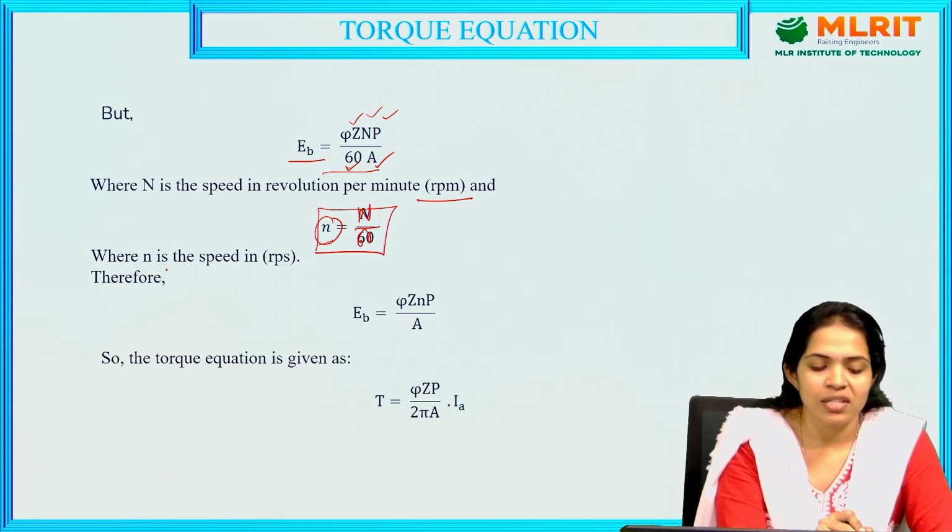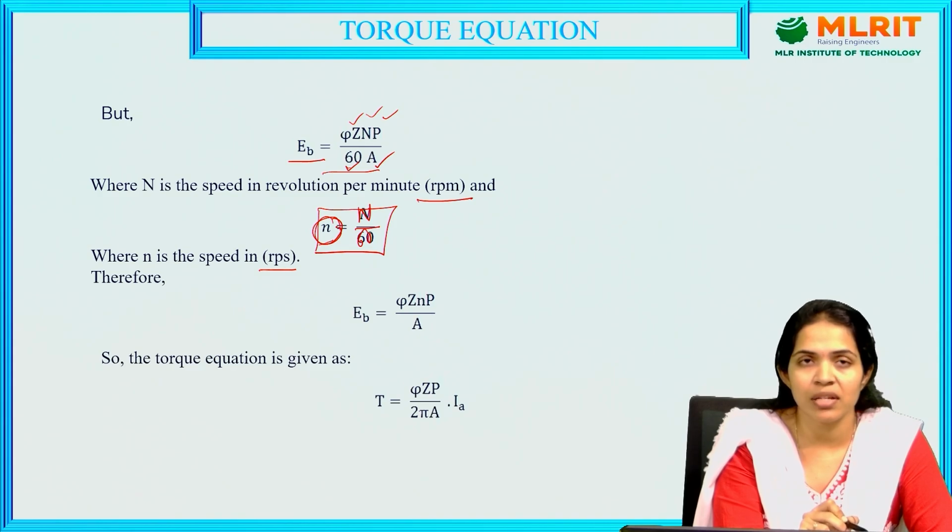Here the lowercase n is the speed in RPS, and the uppercase N is the speed in RPM.